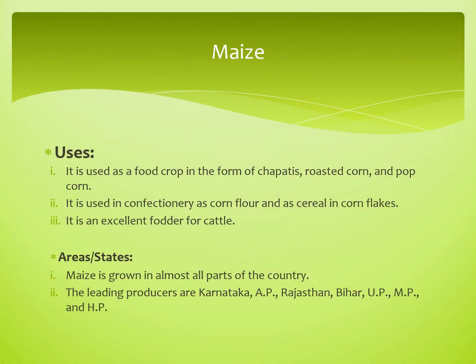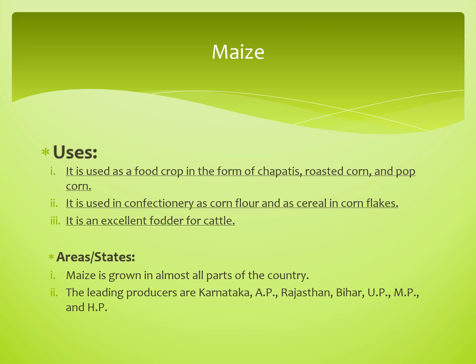Uses of maize. It is used as a food crop in the form of chapatis, roasted corn and popcorn. It is used in confectionery as corn flour and as cereal in cornflakes. It is an excellent fodder for cattle.